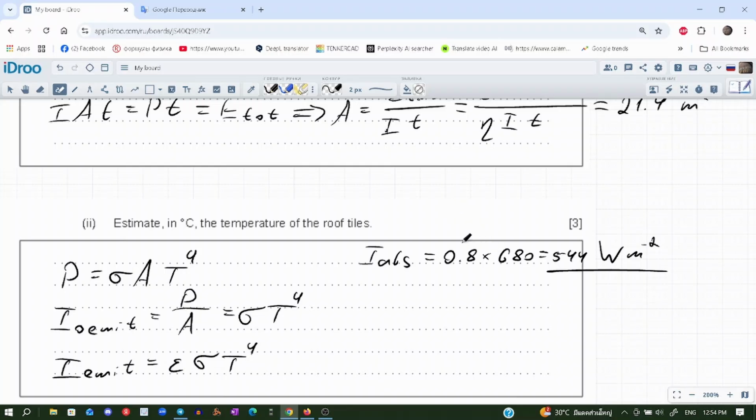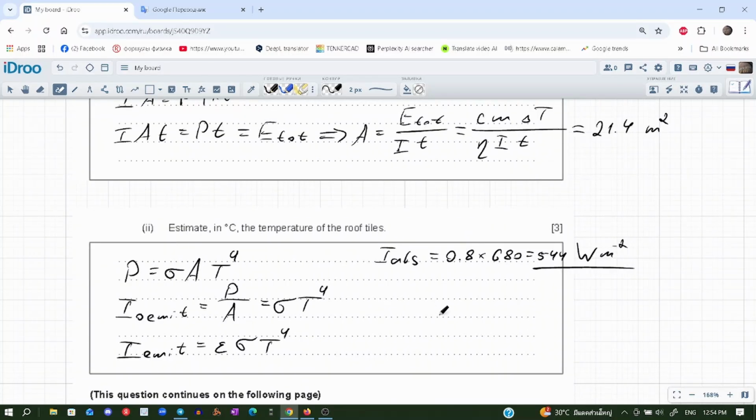Okay, how about emitted intensity? Let's calculate this as well. We will get 0.97 times 5.67 times 10 to the power of minus 8 times temperature to the power of 4. Yeah, we cannot find this emitted intensity because we don't know this temperature. Actually, we want to know this temperature.